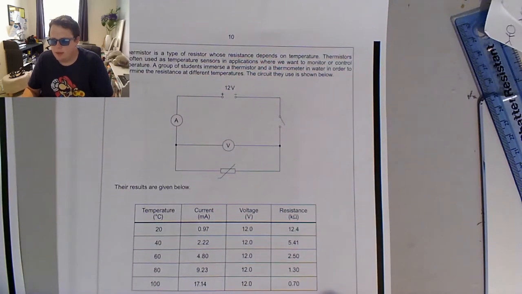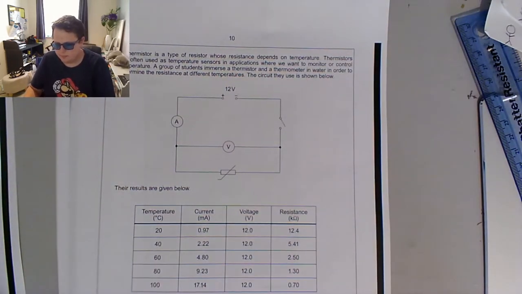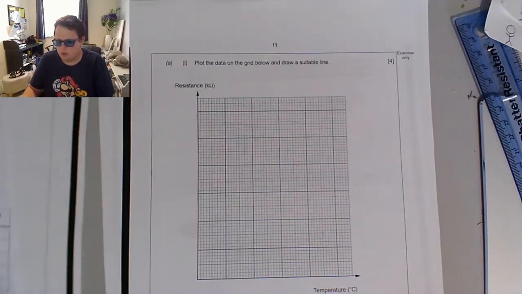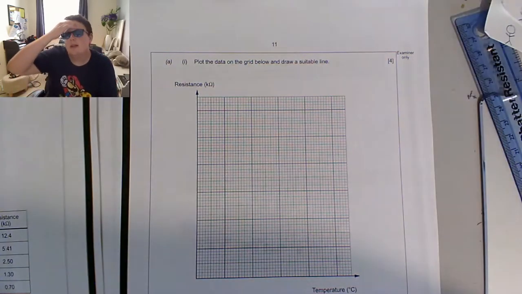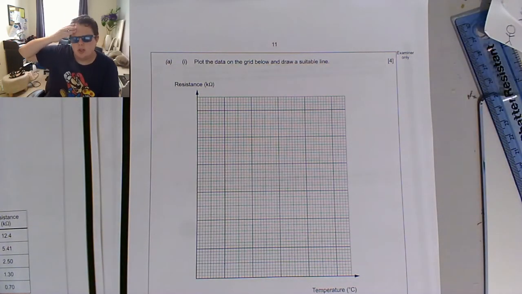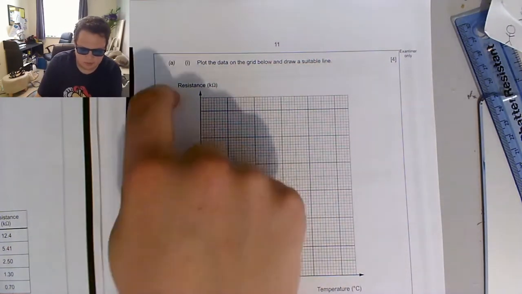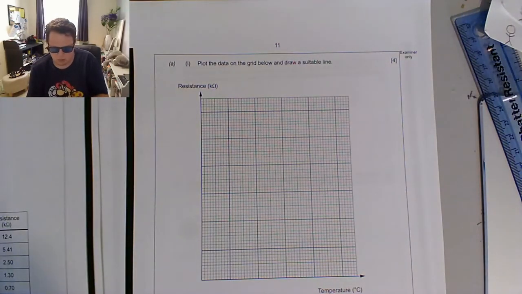Question 4. So we've got a circuit diagram, we've got some results. Plot the data on the grid below, draw a suitable line. So 4 marks. So the 4 marks are going to be 1 for axes, 2 for the points, 1 for your line. So we want temperature against resistance. So the temperatures, we start. Now, loads of people like to start in.